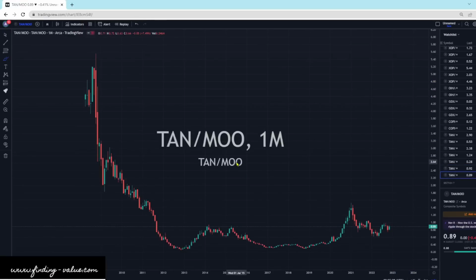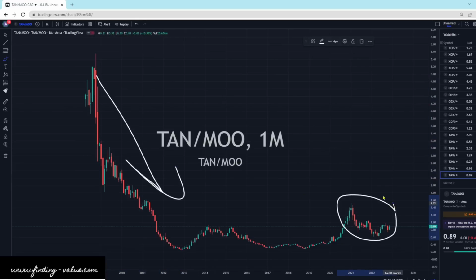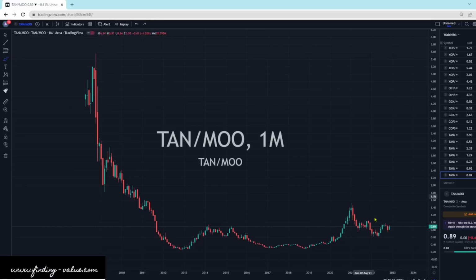And then we also have TAN versus MU. This is cheap for TAN. So we've got a nice outperformance of MU up here, TAN's cheap down here, and I think this looks good for a performance of TAN to break higher.